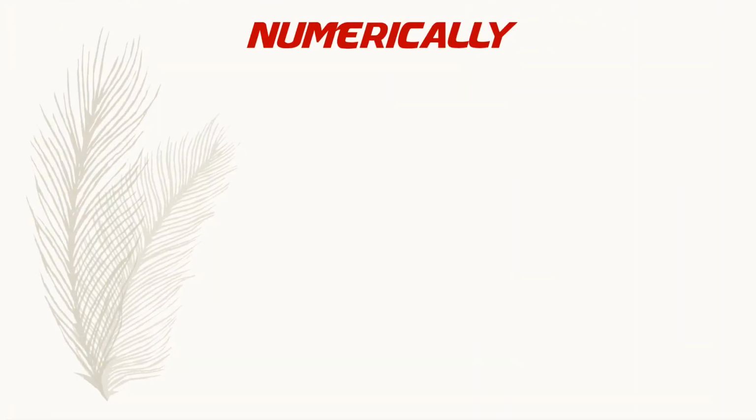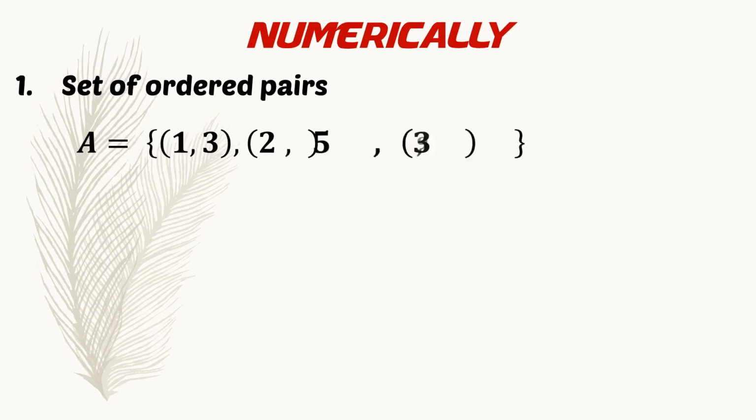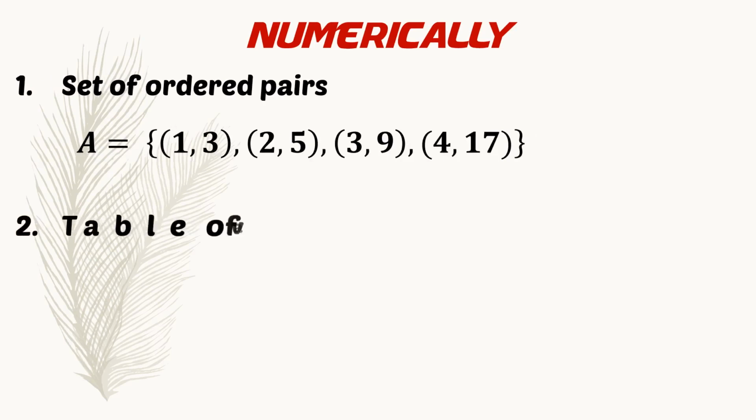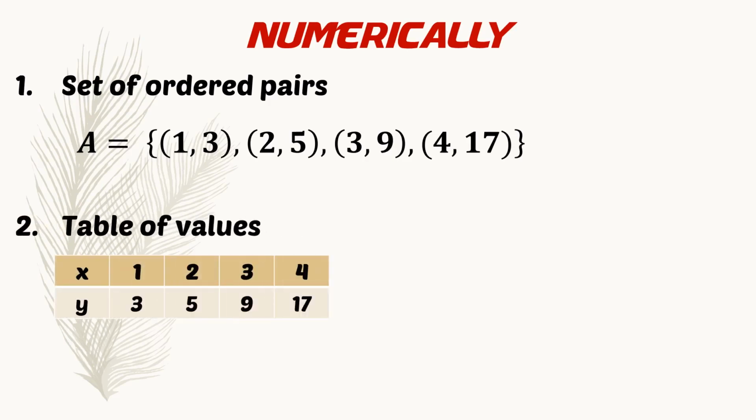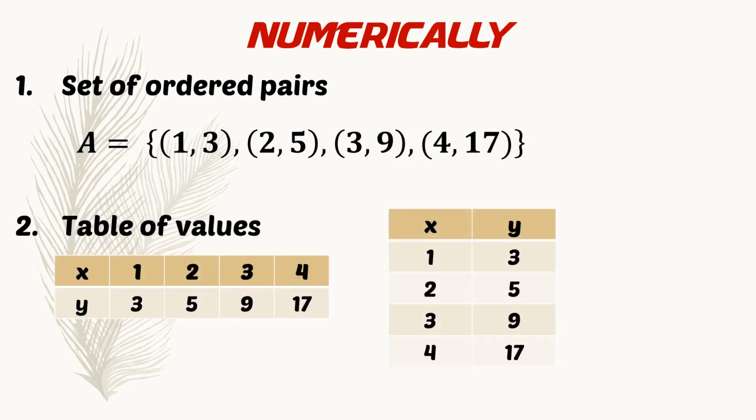So this time, let me show you how to represent a function numerically. The first one is through a set of ordered pairs. For example, you have here set A: (1, 3), (2, 5), (3, 9), and (4, 17). This could also be written through a table of values, whether it is horizontal or vertical.